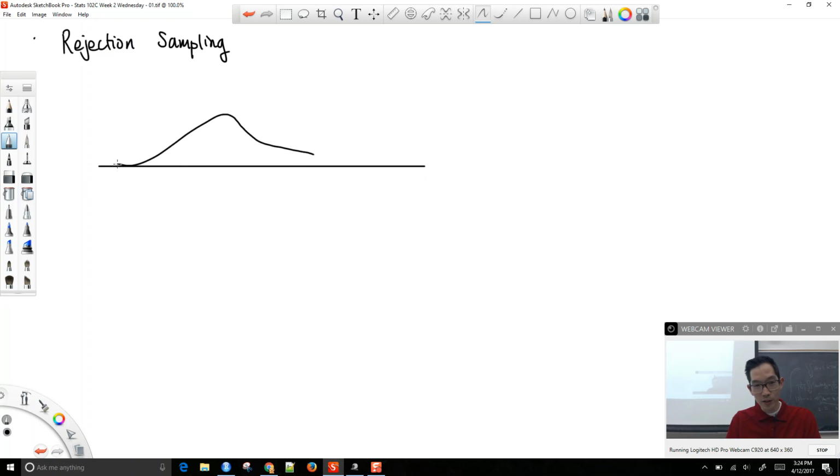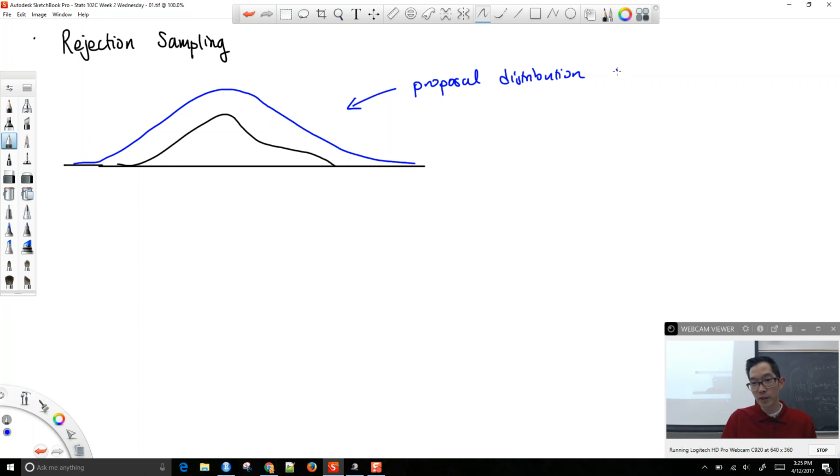Maybe it looks like this. Okay, this is our target distribution. And then you have a proposal distribution. The proposal distribution, the easiest case to understand is if the proposal distribution is uniform, but the proposal distribution can really just be any distribution where when you multiply it by some constant, it's always bigger than the target distribution, okay? So this is our proposal distribution. It ideally is easier. The proposal distribution always needs to be larger than the target distribution.